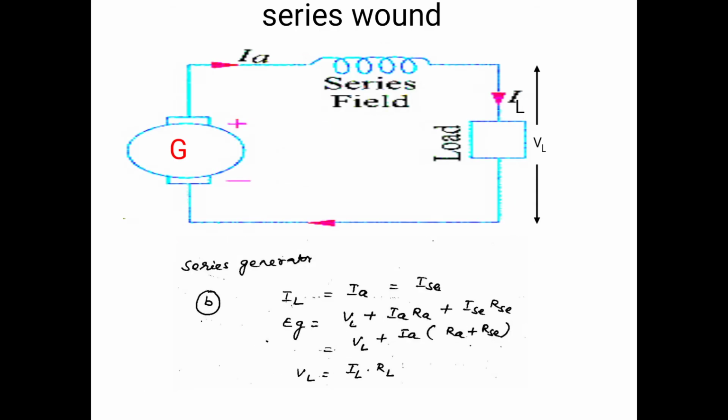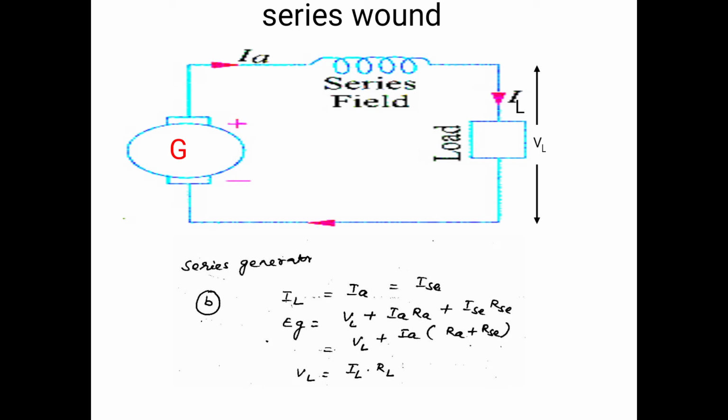Okay, next one, the series wound DC generator. So here is the armature winding and here is the field winding. Here the armature winding and field winding are connected in series. So this winding is called the series field winding, and its resistance is the series field winding resistance, represented by RSC.